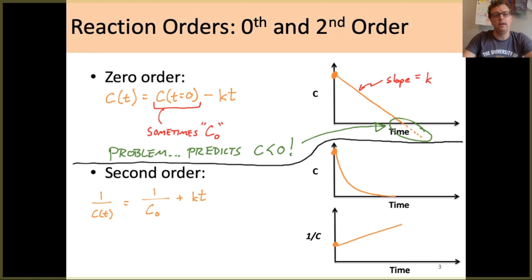Second order, on the other hand, might look something like this, where the concentration remaining is dropping rapidly. And actually, if we plot 1 over concentration, as shown in the bottom right panel, what we see is a nice linear fit. And so in this case, the slope of that 1 over concentration through time describes our reaction order.